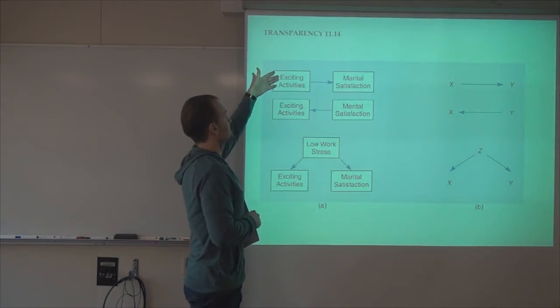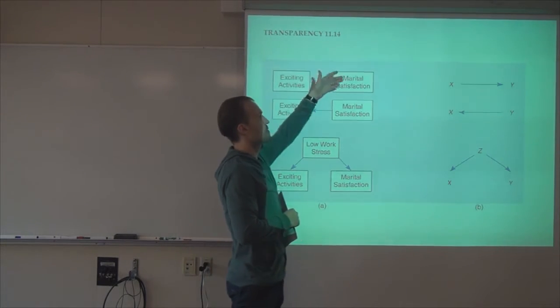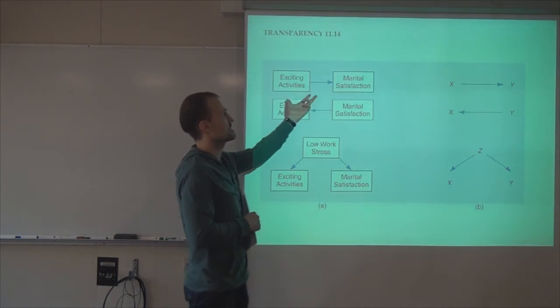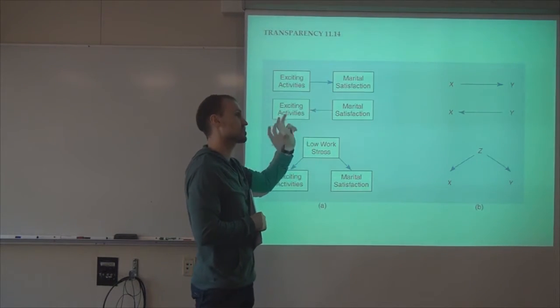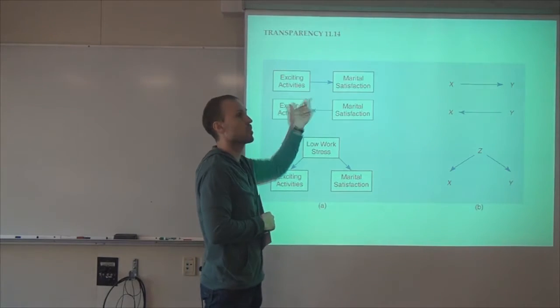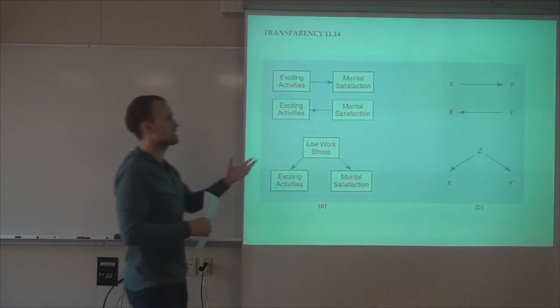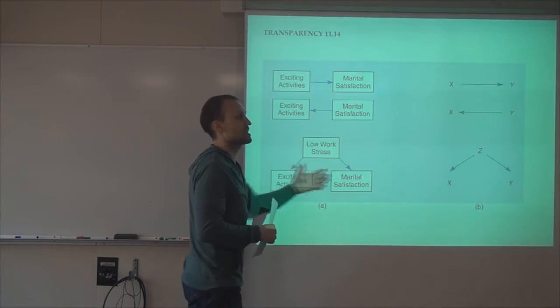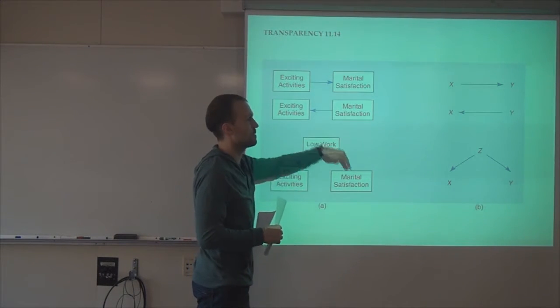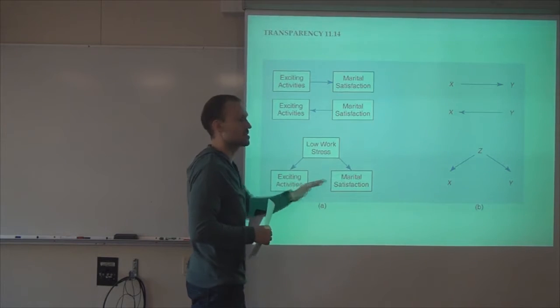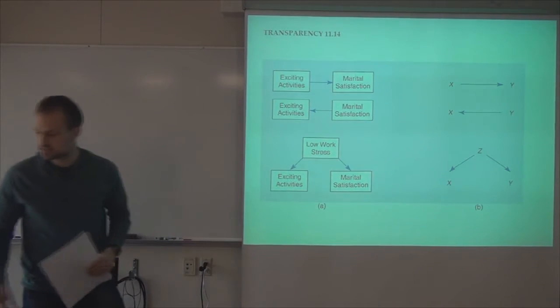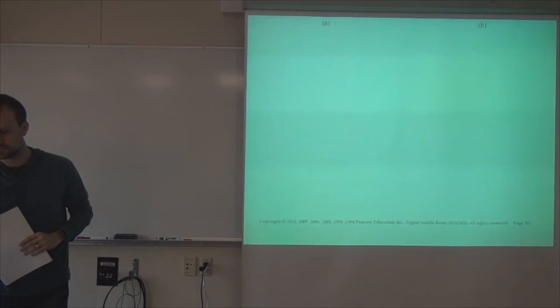For example, in this example, exciting activities as one variable, marital satisfaction as the other. It doesn't say. It might say there's a correlation between them. It doesn't say which one affects which one. Or it could be that some other variable affects both, and through this there is a correlation between these. It doesn't say anything about that.